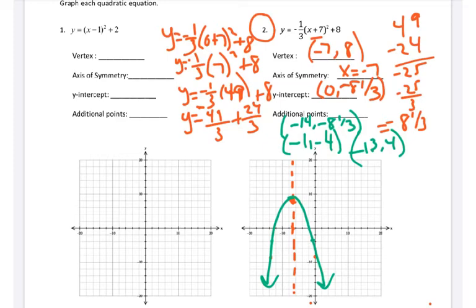We've graphed quadratic equations in vertex form. I'm going to let you guys do all the rest of them, all right?